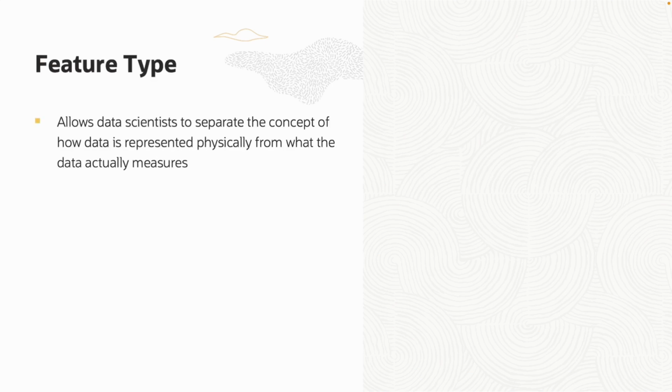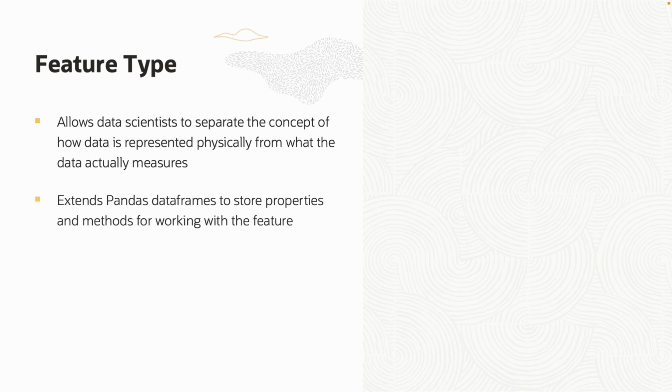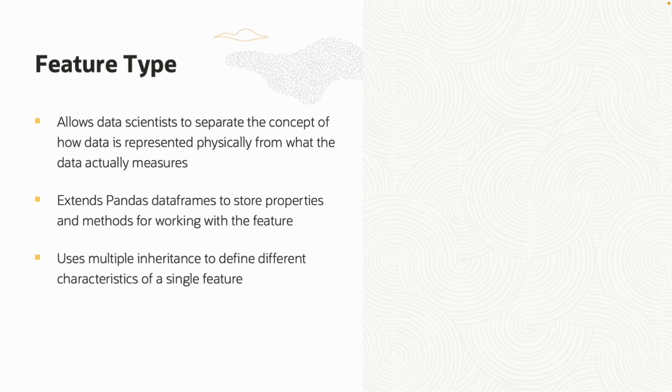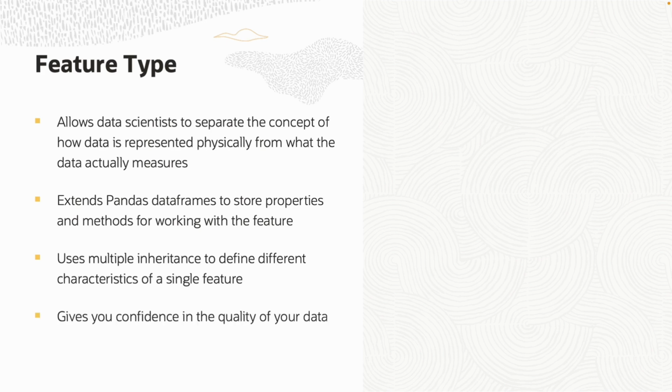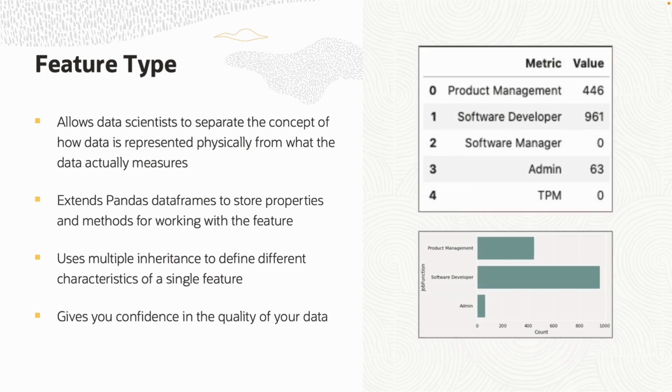The feature type system allows data scientists to separate the concept of how data is represented physically from what the data actually measures. It extends Pandas data frames to store properties and methods for working with the feature. It uses multiple inheritance to define different characteristics of a single feature, and uses a warning and validation system to give you confidence in the quality of your data.